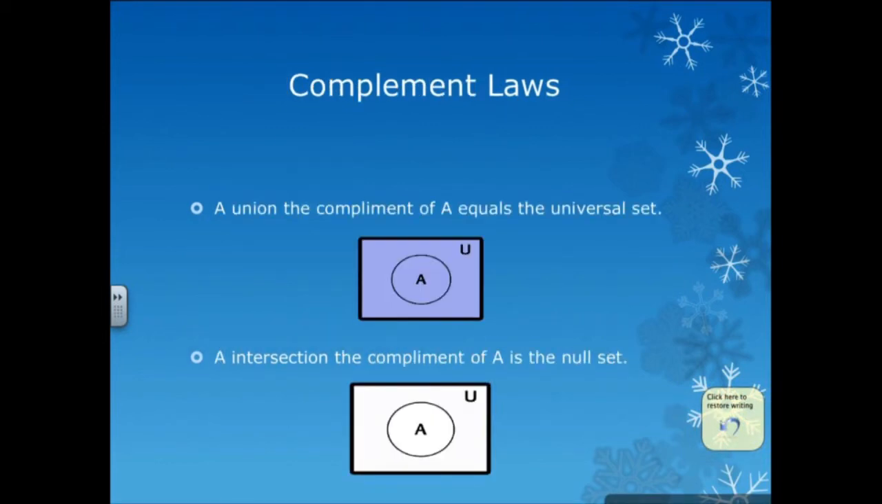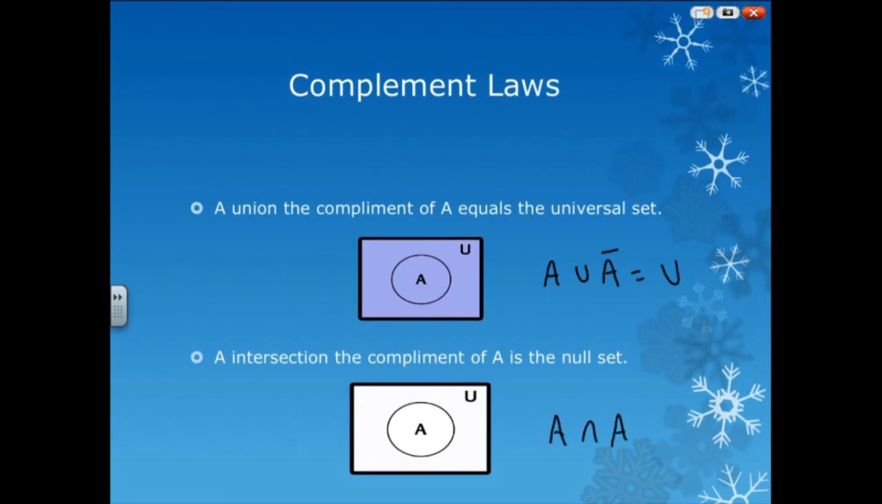The complement laws are A union the complement of A equals the universal set, and A intersection the complement of A is the null set. We have examined some of the most important set identities. These can be utilized in proving other set identities that are more complex and cannot be easily proved through a membership table.